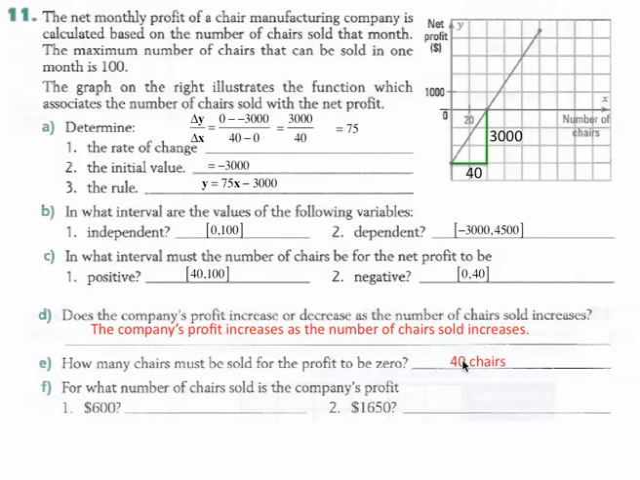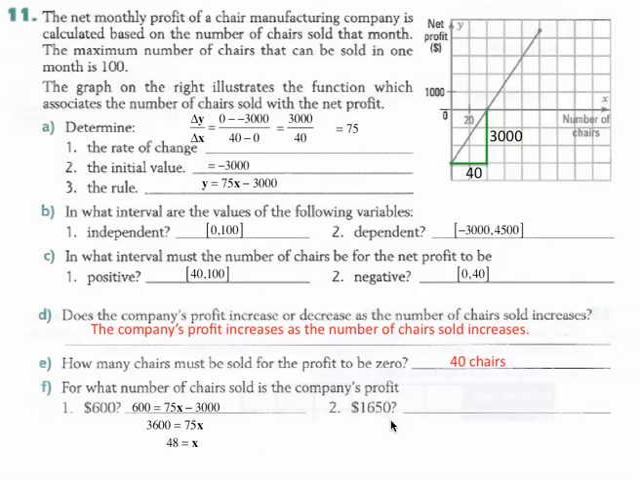So 40 chairs. For what number of chairs sold is the company's profit $600? We're going to take our equation and solve for when y is 600. So 600 is equal to 75x minus 3,000. Add 3,000 to both sides, so 3,600 is equal to 75x. Divide both sides by 75, and that gives you 48. So for 48 chairs, you make a profit of $600.